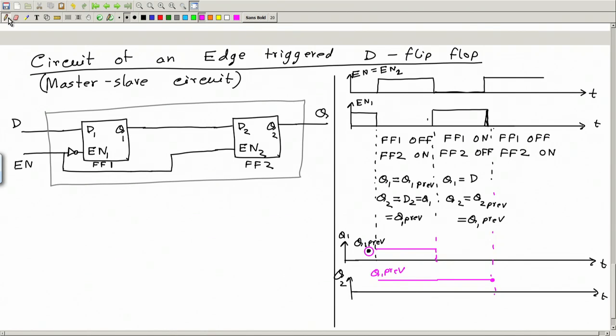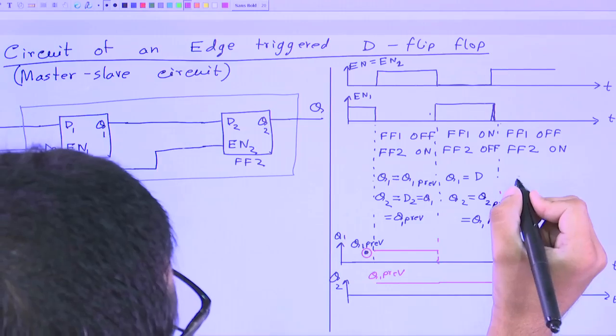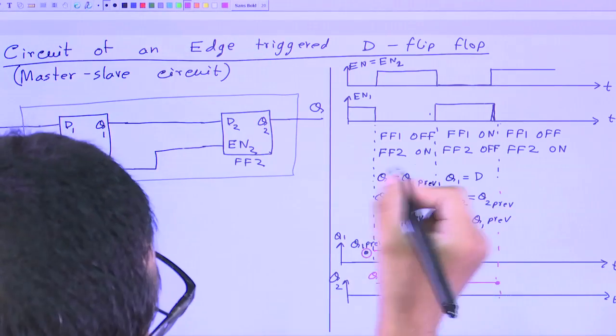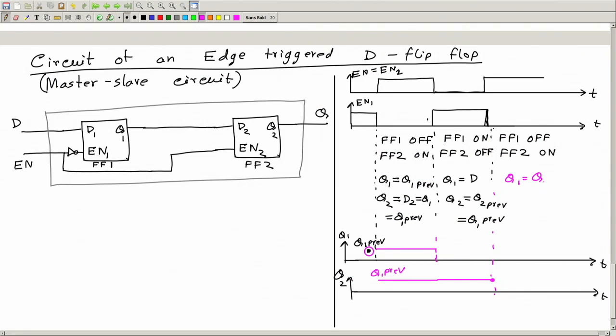Okay, once again, let's analyze this part. Here I can safely write, by copying this, Q1 is equal to Q1 previous, which now means the value of Q1 just before this instant, which is here. What could be that value? That will depend on the value of D. So I have to draw D as well. So let this be the D, and say the value is like this. I do not know.